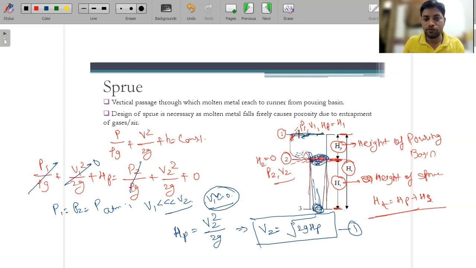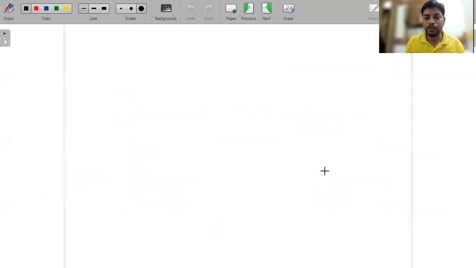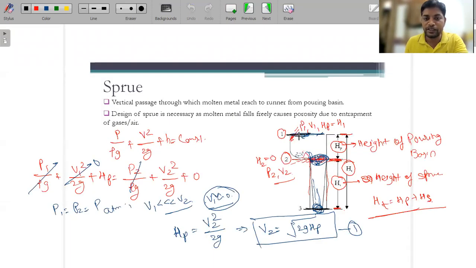Let's apply this equation for condition 1 and condition 3. Same equation, Bernoulli's equation for condition 1 and condition 3. So if you will apply this equation for condition 1 and condition 3, then for condition 1, from here you are taking, now this is the datum level. So if this is the datum level, then this is the pressure P1, velocity is V1, and this height H1 will become this time HT. Because this is the height of HP plus HS from this datum level. So this height will become HT.